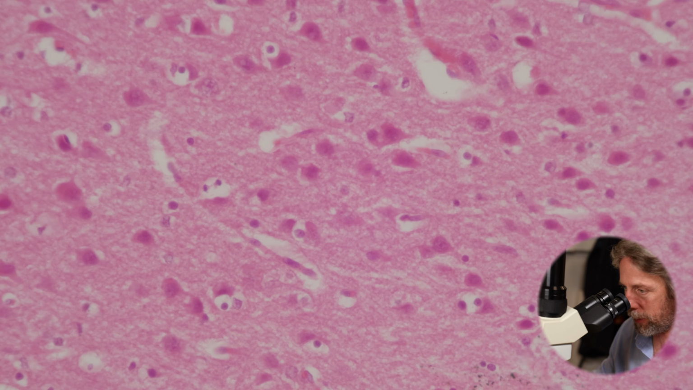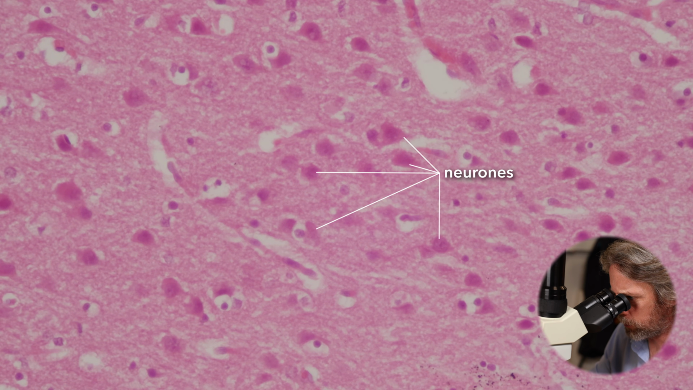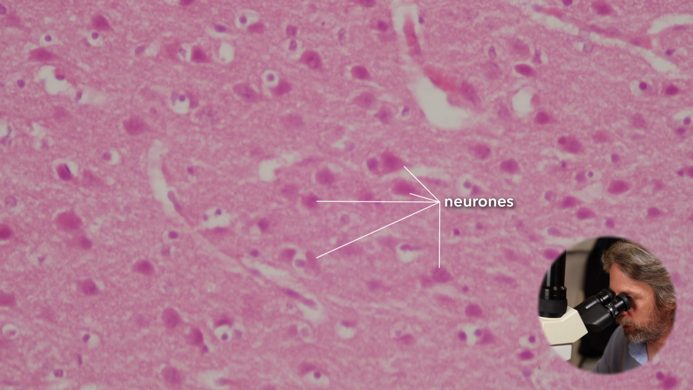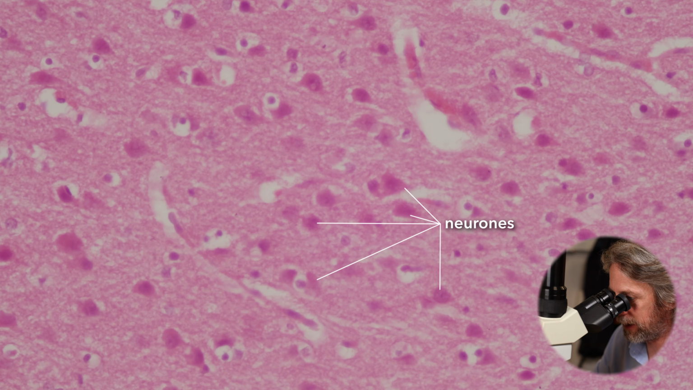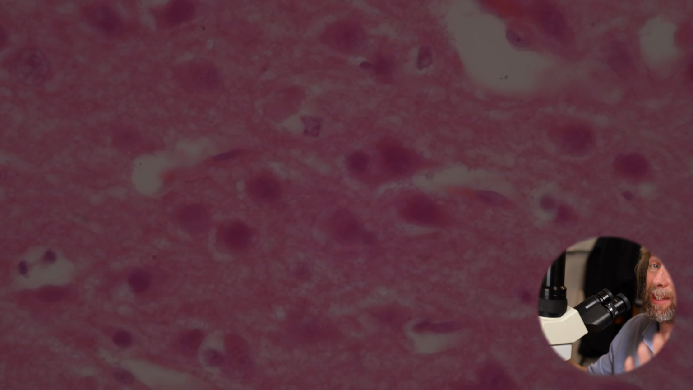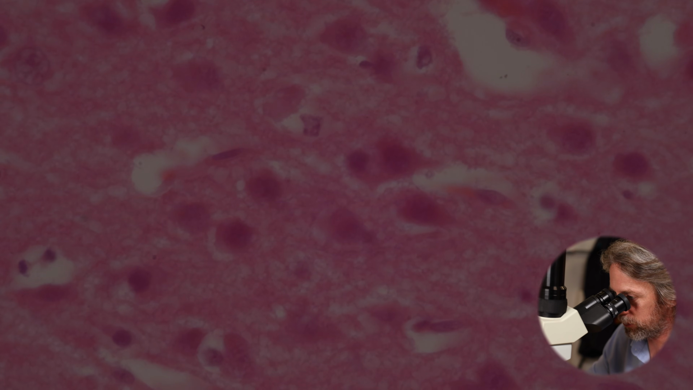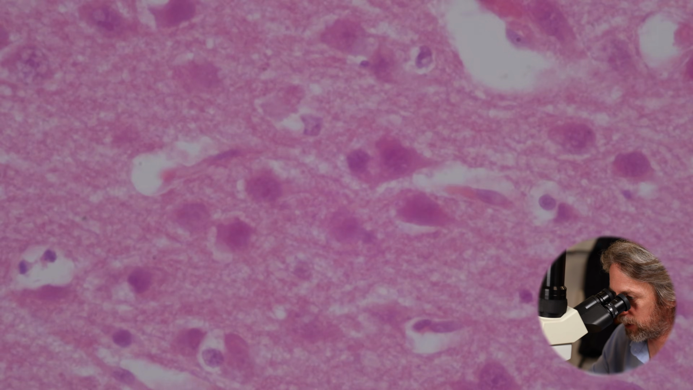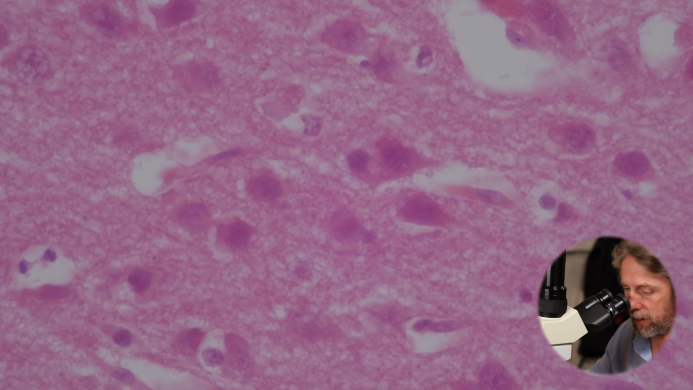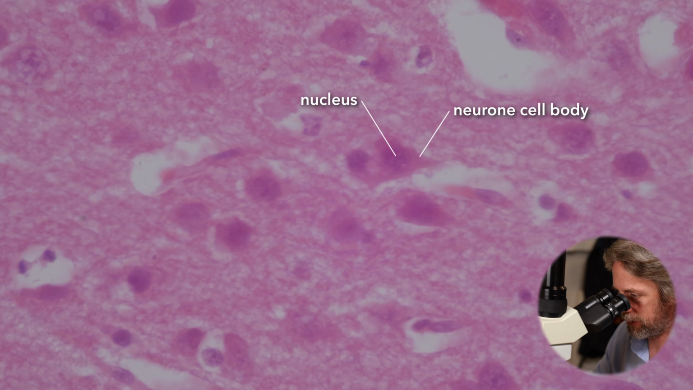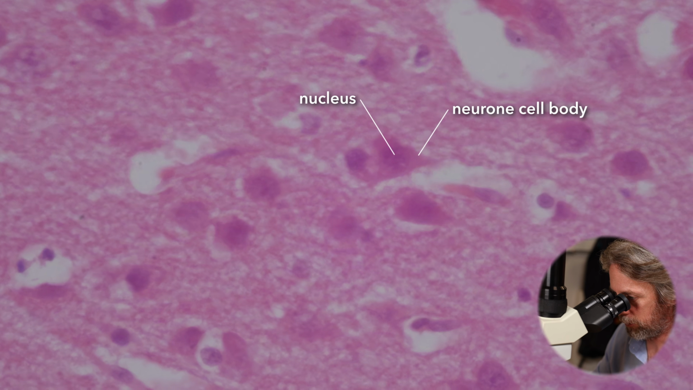Well, hopefully you can already see that you've got some large cells with well-staining cell bodies. You can maybe see a nucleus and a nucleus. These are the neurons, and we're quite used to looking at neurons because we've looked at them before in ganglia and in the spinal cord.